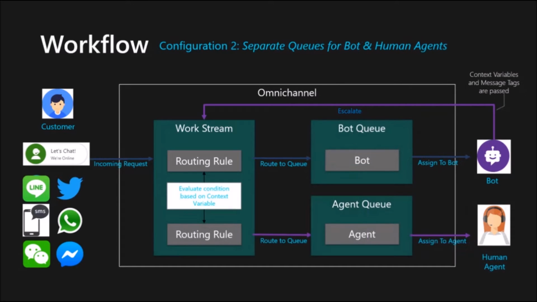Another scenario is having the bot and agent in separate queues. In this case, the bot can escalate the conversation with the customer to an agent for various reasons, such as when the customer request has surpassed the bot capabilities. Let's apply this second scenario to Omnichannel.